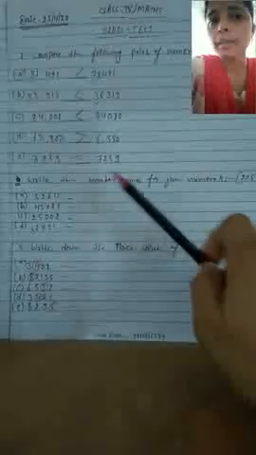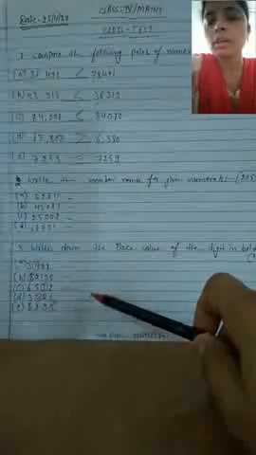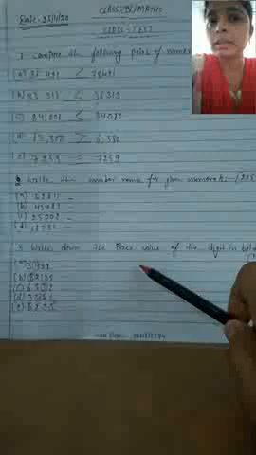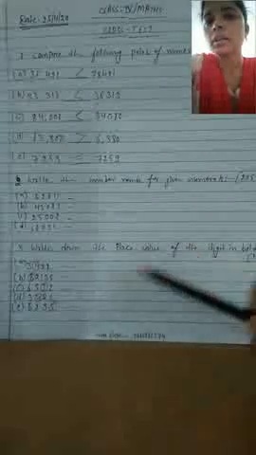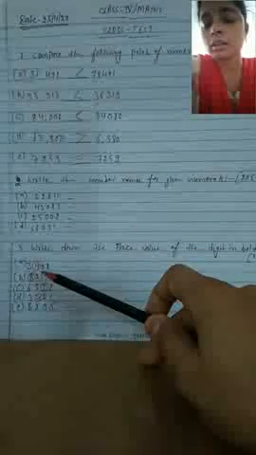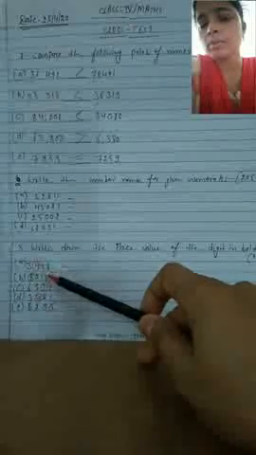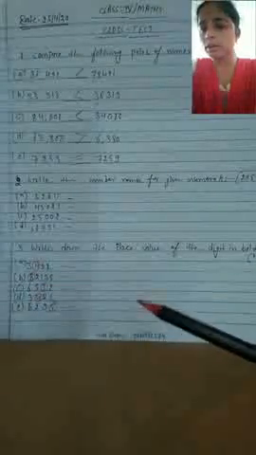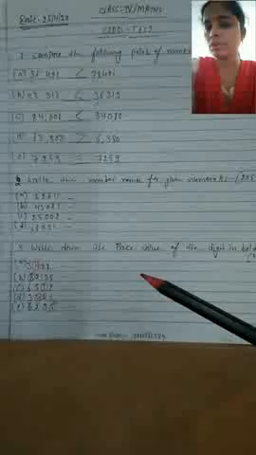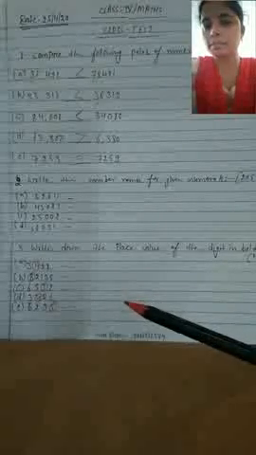Is it clear? Now, in question number 3, what you have to do? You have to write down the place value of the digit which is in the circle. Do you know how we can find the place value? Yes, you all know, because I have already explained it to you.